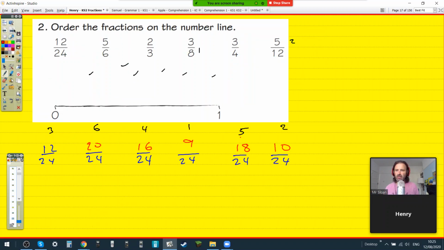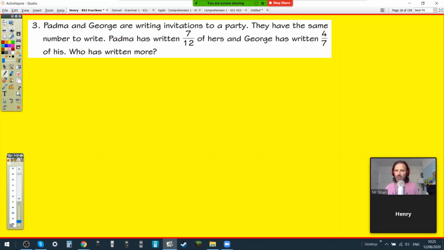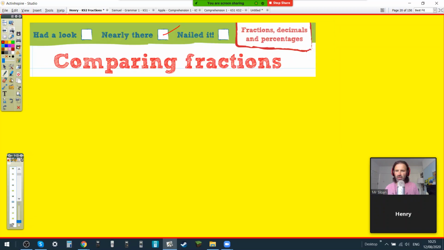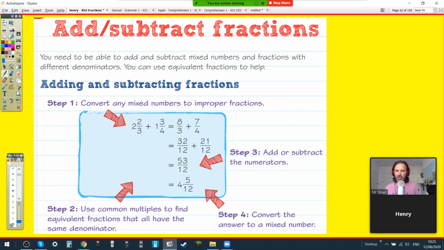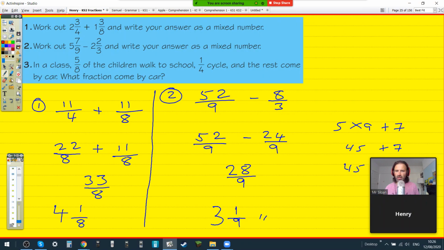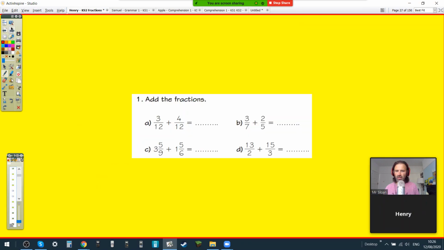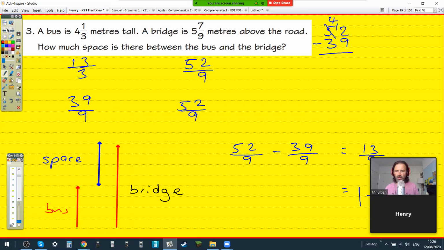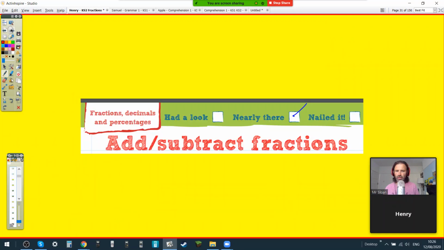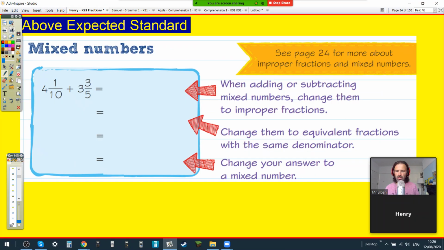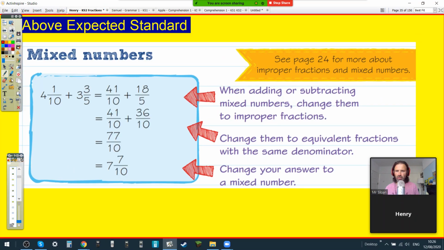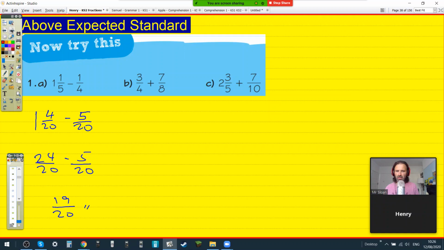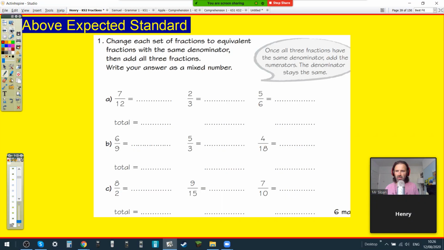Okay. That's great. So lots of those. So we did adding, subtracting, and comparing. Let me just check. Adding, subtracting, comparing. Yeah, I think the worded questions are the tricky ones. And we did some above expected standard. I'm happy with that. Those are okay.